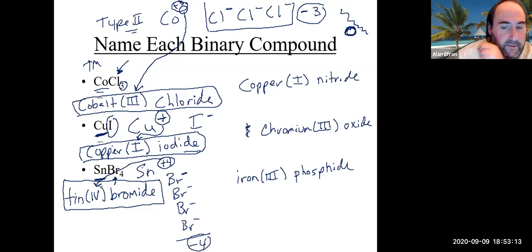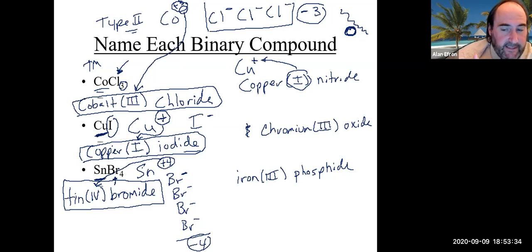Okay, so let's do the same thing over here with writing the formula. The nice thing here, when we see copper Roman numeral 1, it does the work for us. That means that I have a copper, and the 1 here means it has a +1 charge. So we could use, obviously, our name to our advantage here.